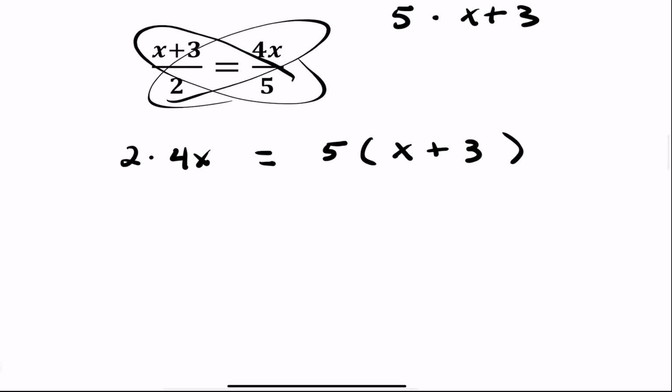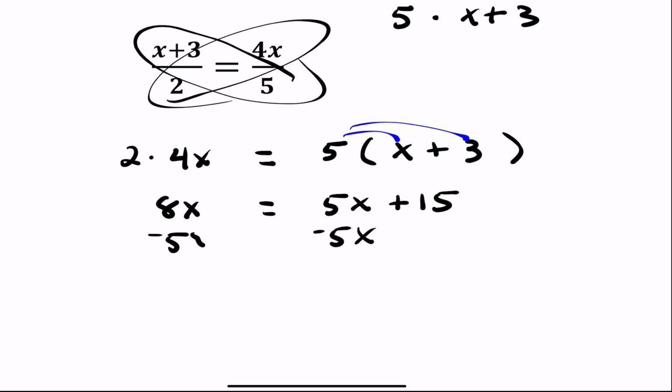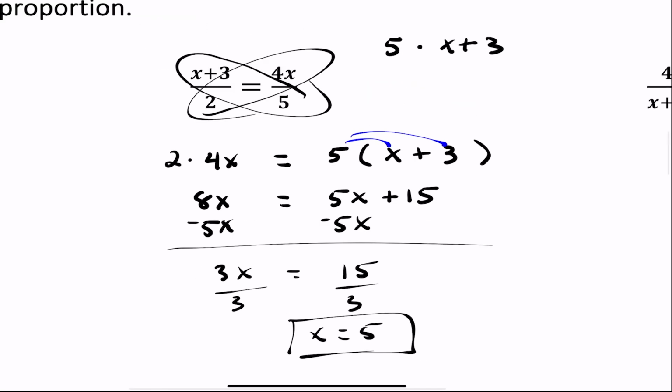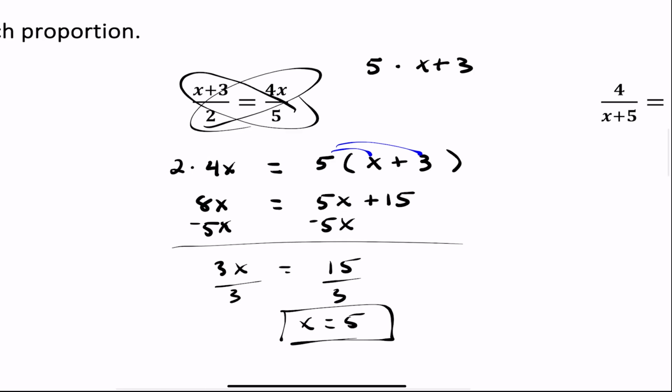Okay? Now, let's just do the easy part here. 2 times 4x is 8x, which is equal to, and then this is where I need to apply the distributive property. So that's 5x plus 15. Now we need to move that 5x, right? What do we have to do? Well, we have to subtract both sides by 5x here. That's just going to give me 3x equals 15. And then that's just going to be x equals 5. So our answer for number 2 is x equals 5.